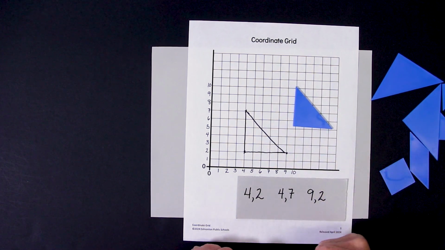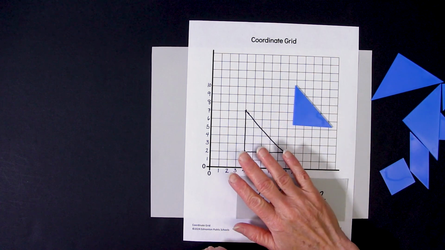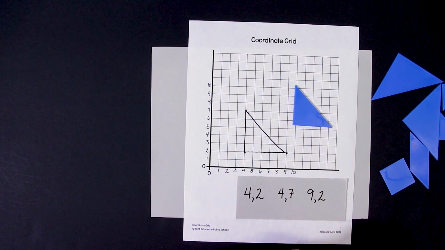And here's one way in which we can use the Tangram shapes to help us plot vertices of a shape on a coordinate grid.